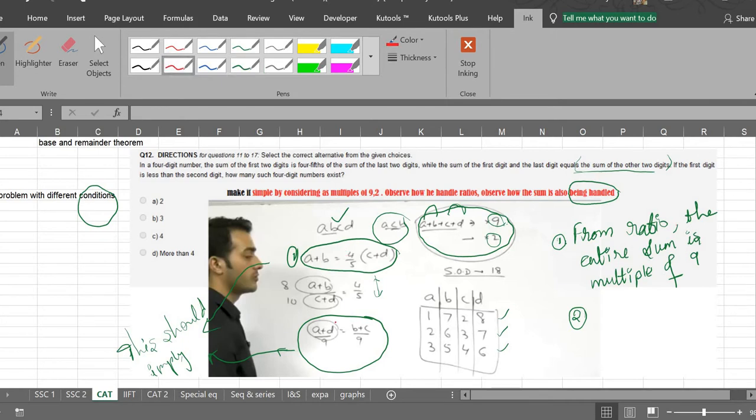If you see here, a plus, you read the question and it is given, this is the ratio. This should imply that the entire sum should be a multiple of 9, and this should imply that the entire sum is a multiple of 2 also, and this is a possible value of the summation, and accordingly we will draw out different possibilities, then we'll proceed further.